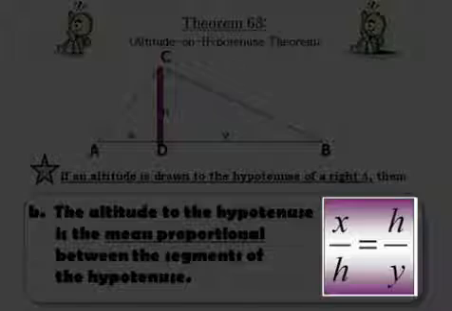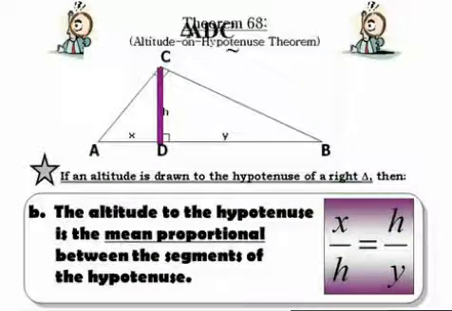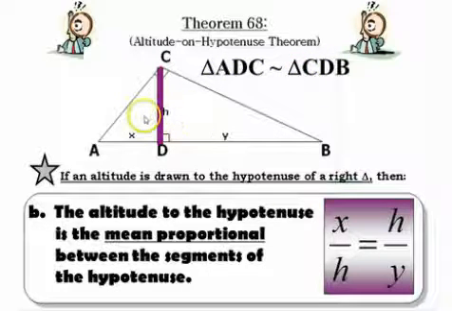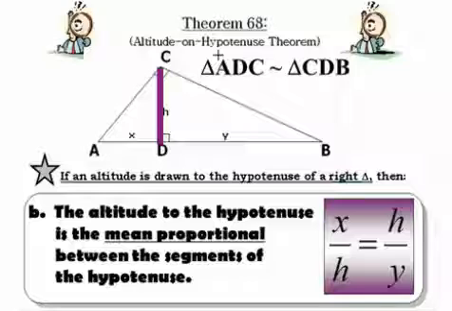Now you might be sitting there thinking, how does that come about? Well, check this out. If we go back to part A, where we knew that triangle ADC was similar to triangle CDB, that's the triangle on the left and the triangle on the right. Watch how cool this is, guys. Since the triangles are similar, we know from chapter 8 that their corresponding sides are proportional.